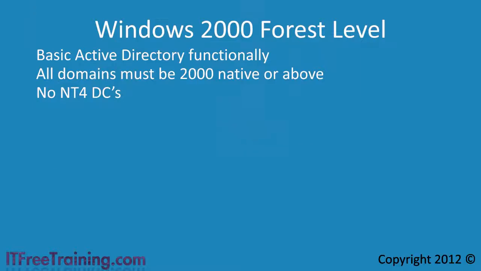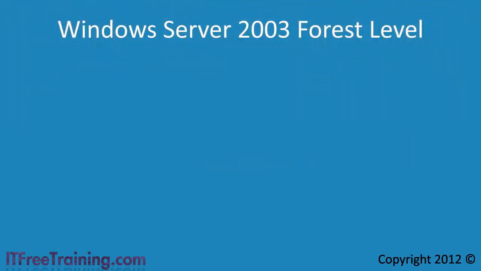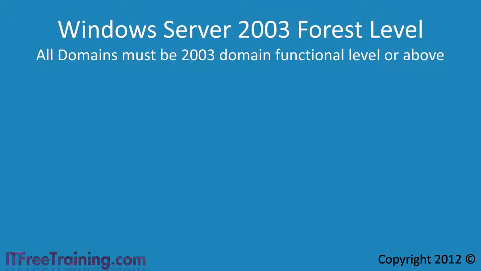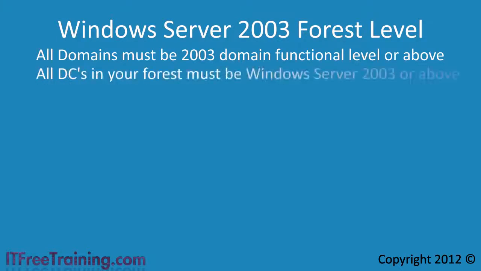The next forest functional level is Windows Server 2003. In order to raise your forest level to Windows Server 2003, all your domains in your forest must be domain functional level Windows Server 2003, which means that all of your domain controllers must be Windows Server 2003 or above. Remember that the forest and domain functional levels do not affect which clients can join your domain. Once you raise your forest level, you gain additional features.